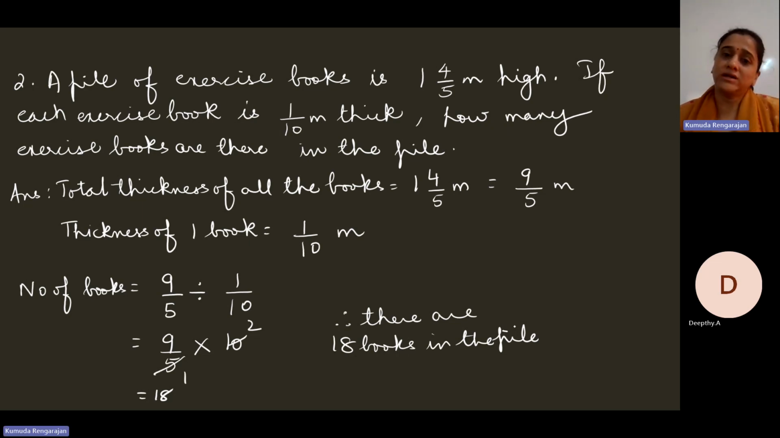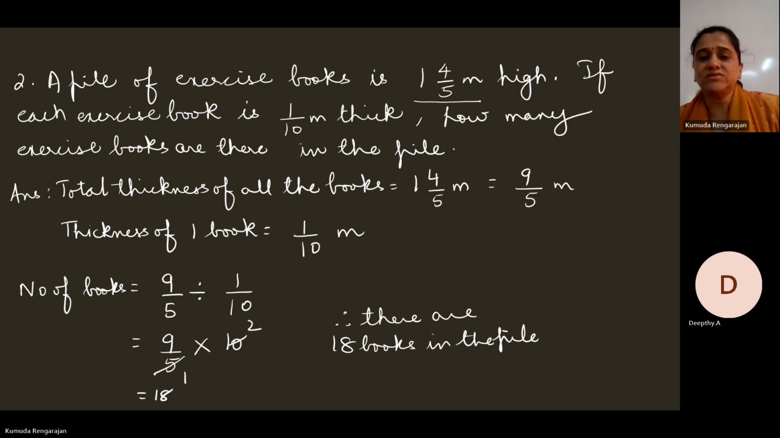No, it's important to understand the situation rather than having clue words to identify the operation to be used. Understanding itself will give you the answer. Now you have to just replace these fractions with whole numbers.